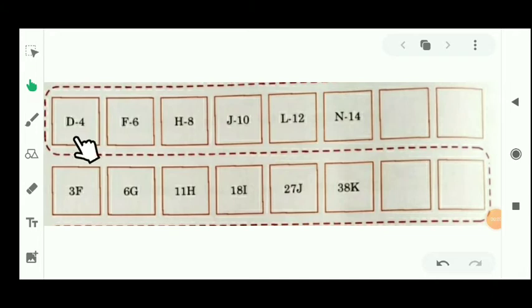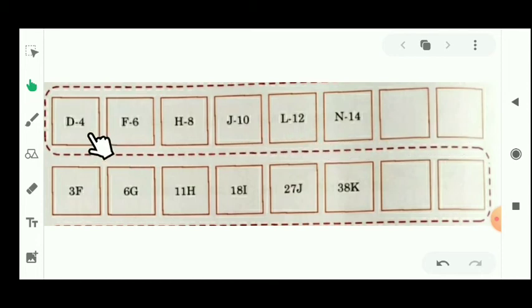Students, let's see the next pattern. Read the alphabets only in this pattern. D, then one letter is missing, F, then one letter is missing, H, one letter is missing, J, one letter is missing, L, then one letter is missing, N, then after the N, O is missing, then P will become, then P, Q is missing, R will become. So here will be the P letter and here will be the R letter.